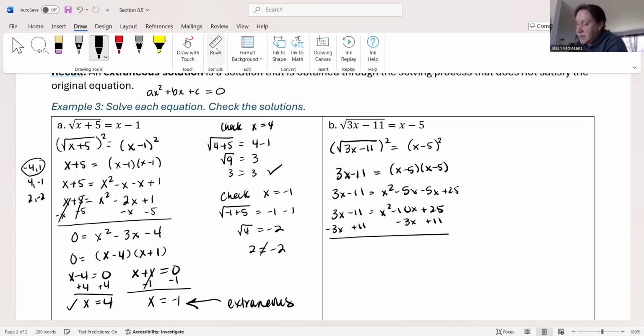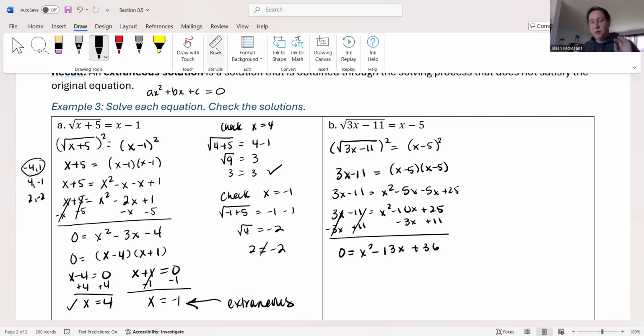Okay, well, 3x minus 3x is 0. -11 plus 11 is 0. So we get that 0 on the left, which is great. That's what we want. And then on the right, we get x squared minus 13x. -10x minus 3x is -13x. And then 25 plus 11 is 36. So we need factors of 36, either both positive or both negative, that have a sum of -13.